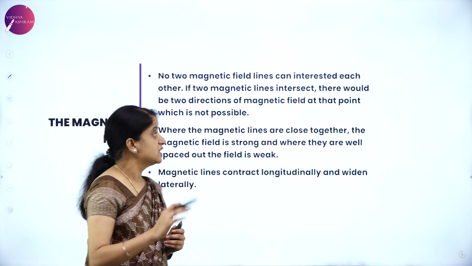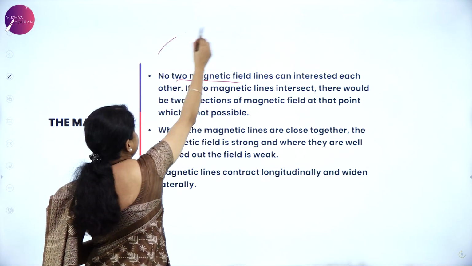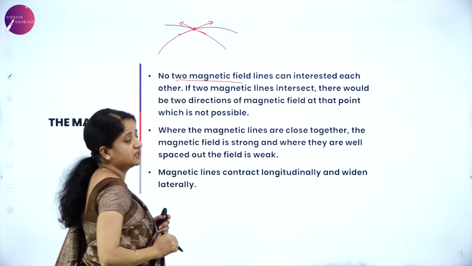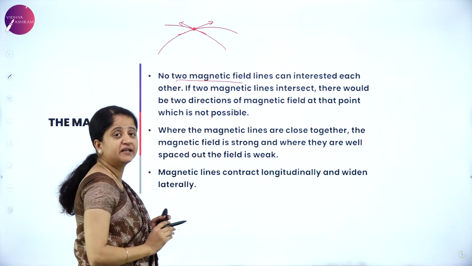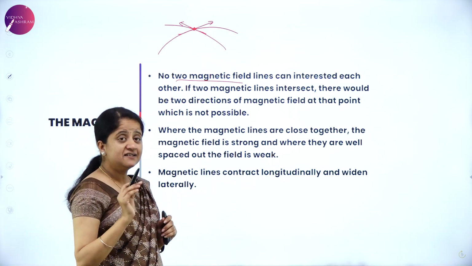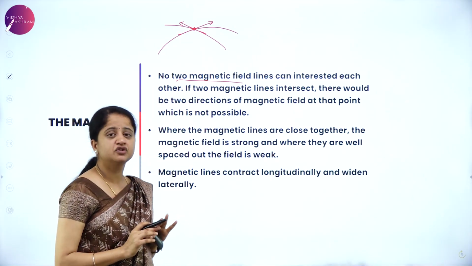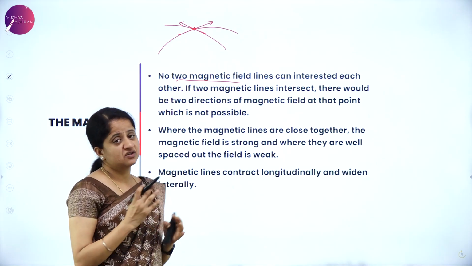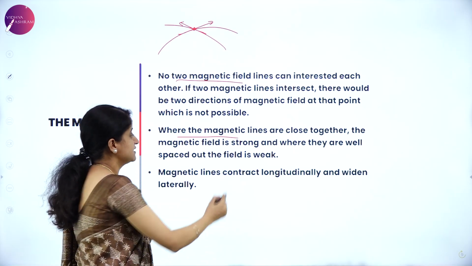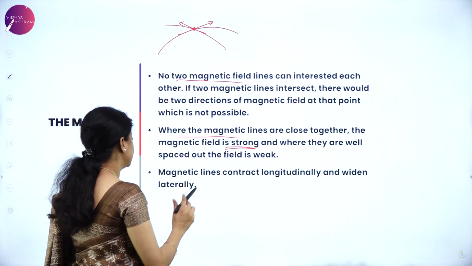The next property is that no two magnetic field lines can intersect each other, because if two lines intersect, we can draw two tangents at the point of intersection, which results in two directions of the magnetic field, which is practically not possible. Where the field lines are close together, the magnetic field is strong, and where they are spaced out, the magnetic field is weak.